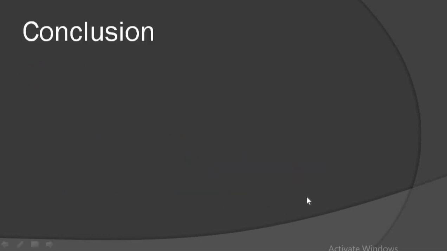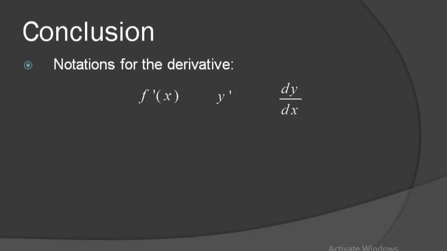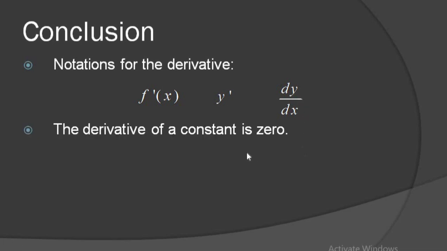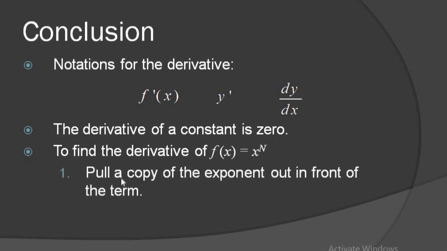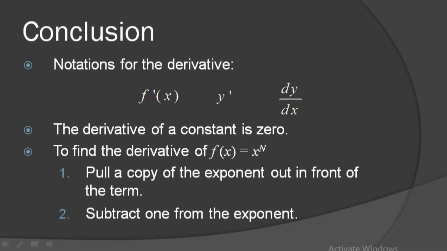So in this lecture we have studied the notation for the derivative: f dash x or y dash or dy by dx. The derivative of a constant is 0. To find the derivative of f of x is equal to x raised to n, step number 1, pull a copy of the exponent out in front of the term. Step number 2, subtract 1 from the exponent. So in this lecture we have studied some important differentiation rules.